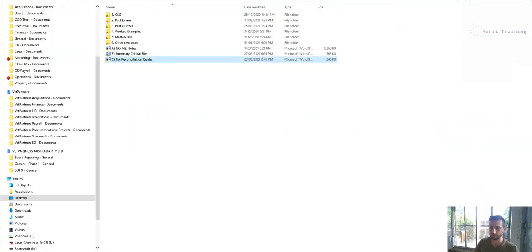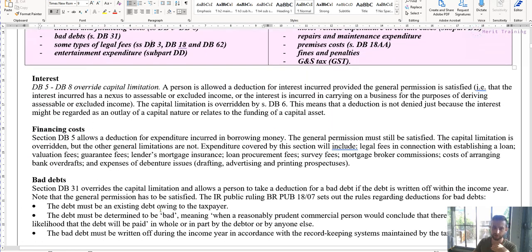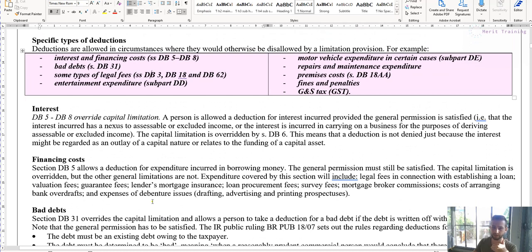Of course, what we're going to do is refer to our tax rec guide and then refer to that in an exam. So I think we can skip over these quickly as long as we know that these are specifically deductible in certain situations. I might just have a couple of comments on one of the others. So as long as all of these have a nexus to generating income, they're still deductible even if they're limited by one of the provisions, including capital.